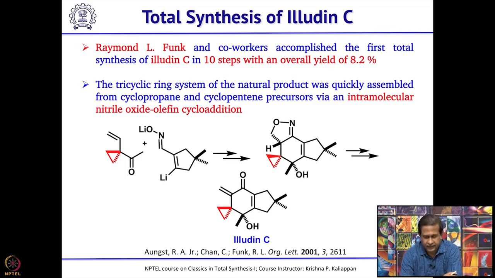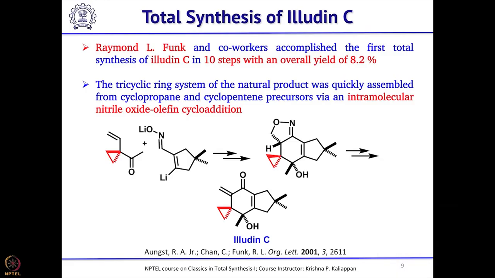Here he used another 1,3 dipolar cycloaddition. In the earlier case, carbonyl ylide acted as a dipole, whereas in this case, the nitrile oxide was used as a dipole, and nitrile oxide olefin cycloaddition was the key reaction to make the 5-membered ring. So this is the starting material, and you can see the addition of lithio species to this ketone, followed by nitrile oxide formation from this oxime, and intramolecular dipolar cycloaddition gives this tricyclic compound, and that can be converted into illudin C. We will discuss this in detail in the subsequent slides.